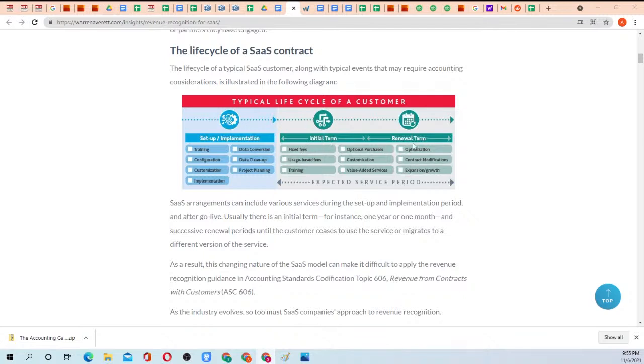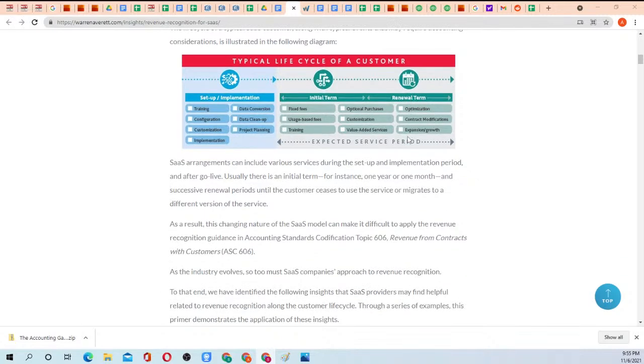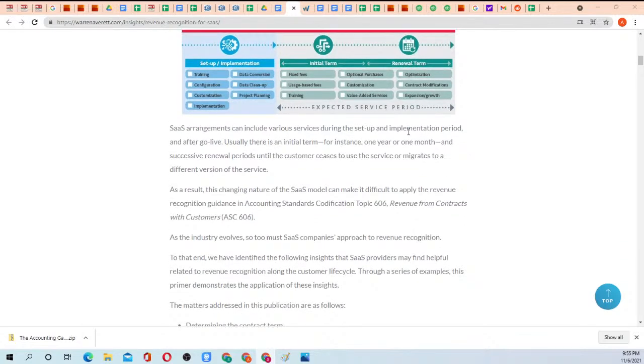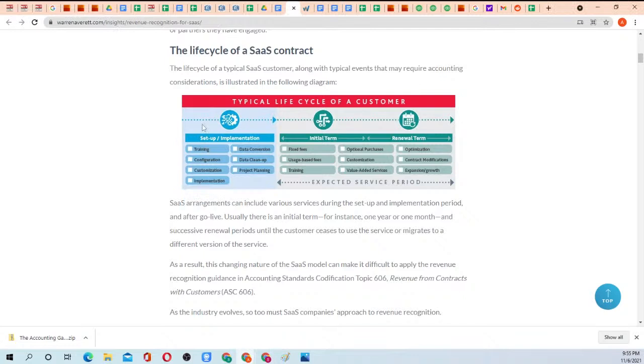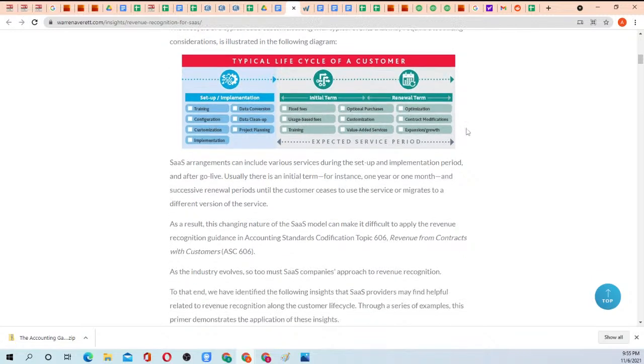And then we have renewal. We implemented, you spent a lot of money on setup, and we gave you a free initial term, and now we want our money back, so we charge you an arm and a leg for the service, and you won't switch to another service because the switching cost is pretty high. That's usually how everything works.